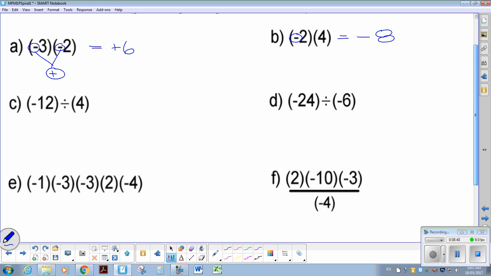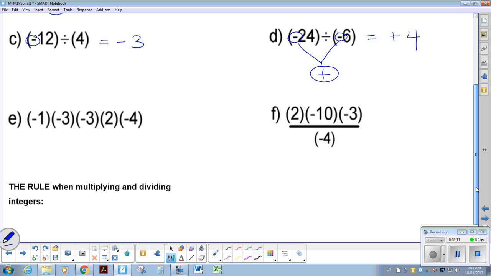Same rule applies for division. We have 1 negative, so we have an odd number of negatives. That means my final answer will be a negative. 12 divided by 4 is 3. For part D, I have 2 negatives. All right, it's an even number, so 2 negatives will result in a positive. So we end up with a positive 4.